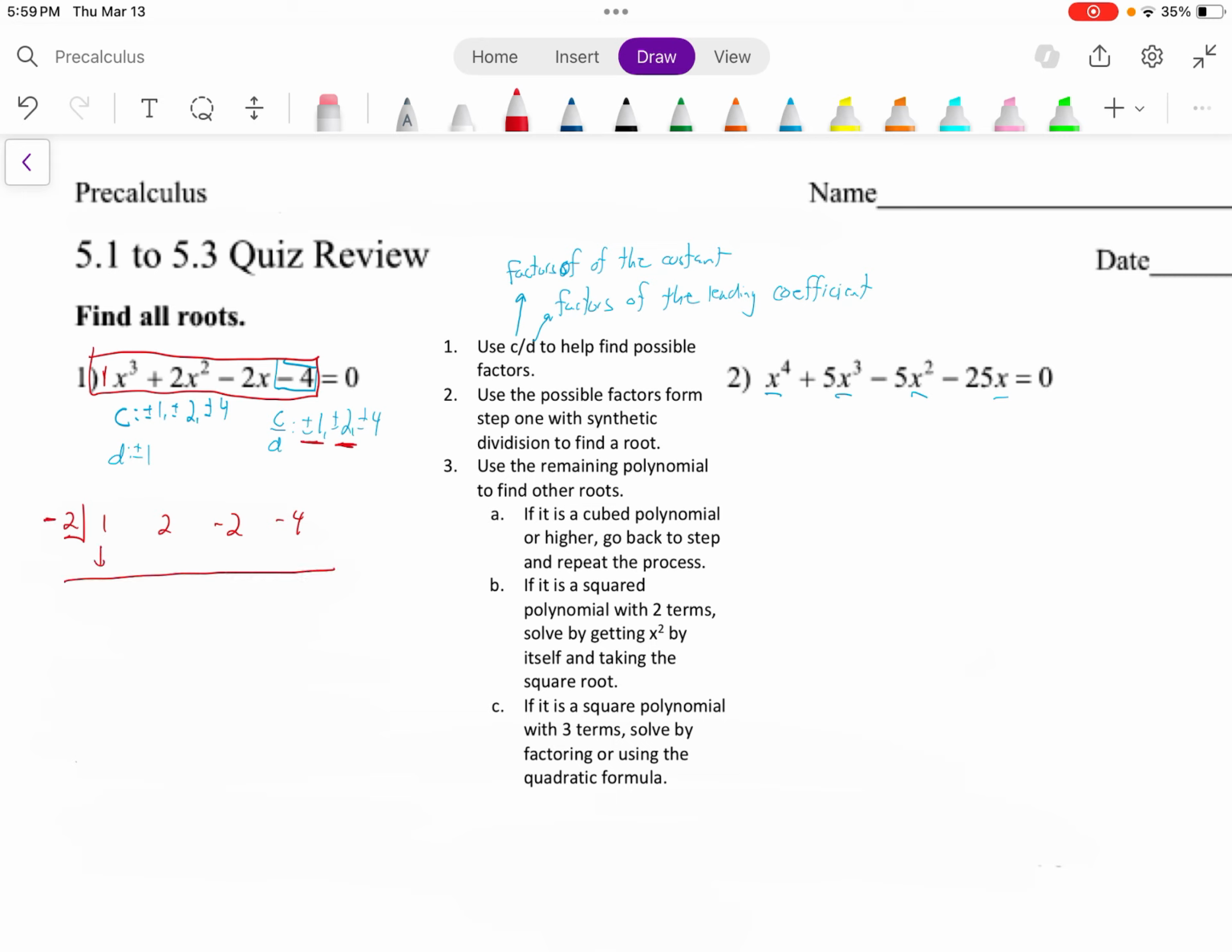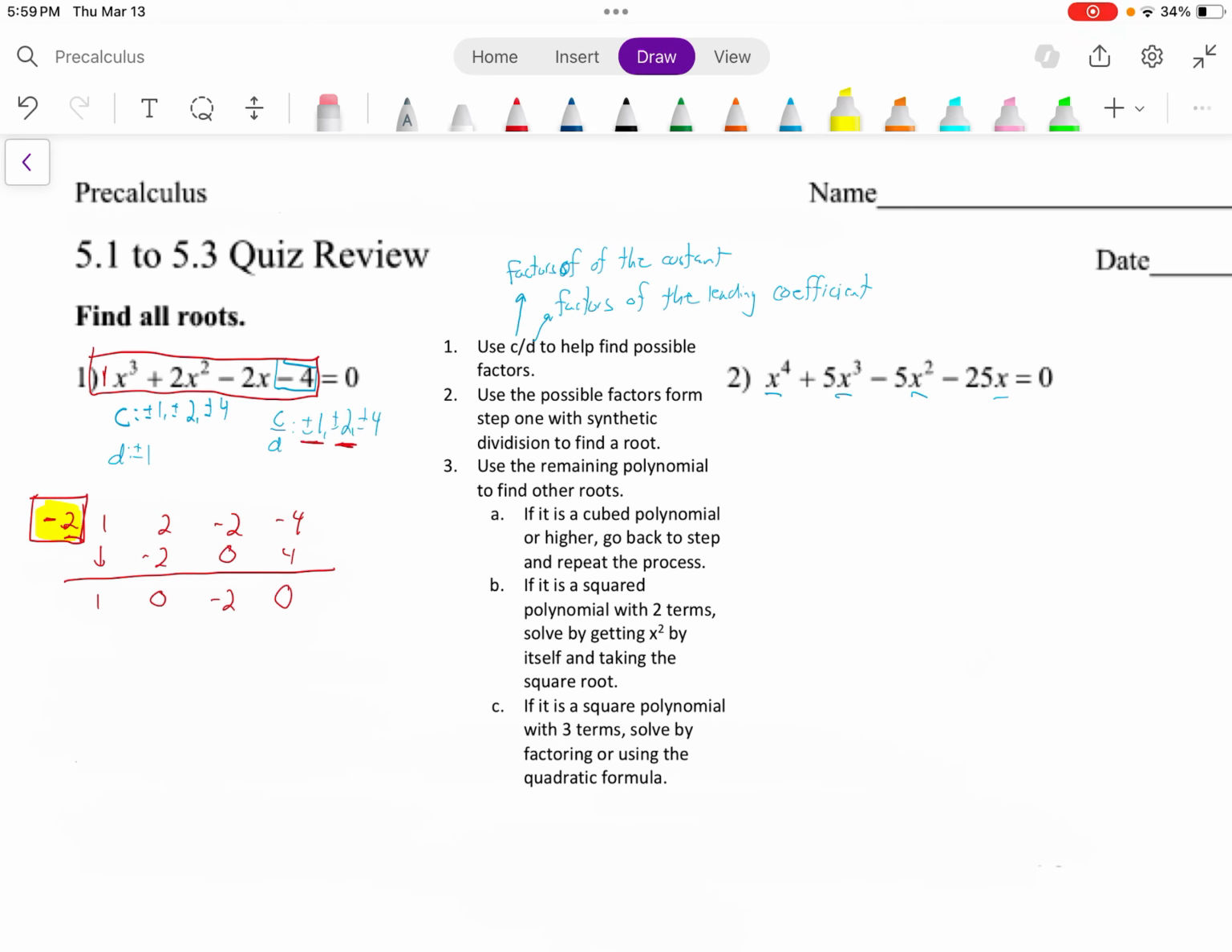Bring down the 1. 1 times negative 2 is negative 2. 2 plus negative 2 is 0. Negative 2 times 0 is 0. Negative 2 plus 0 is negative 2. Negative 2 times negative 2 is 4. And negative 4 plus 4 is 0. So negative 2 is one of our answers. So let's go ahead and highlight that. Don't forget to put that as your answer later.